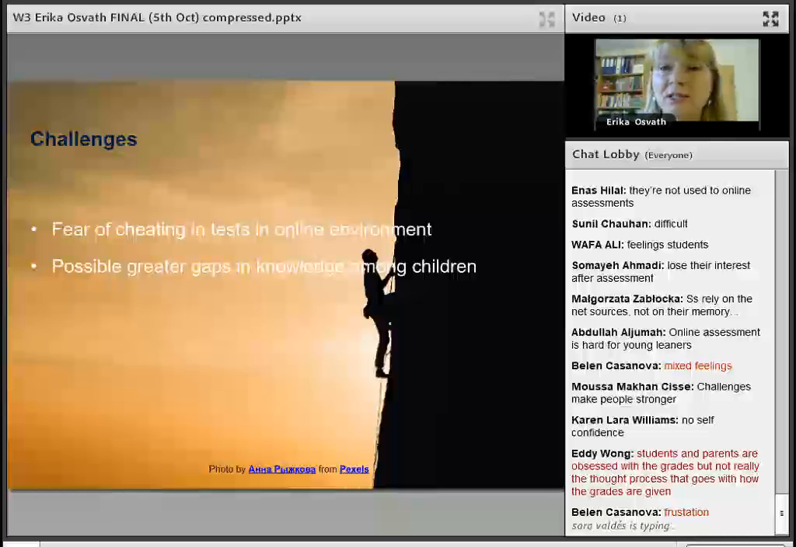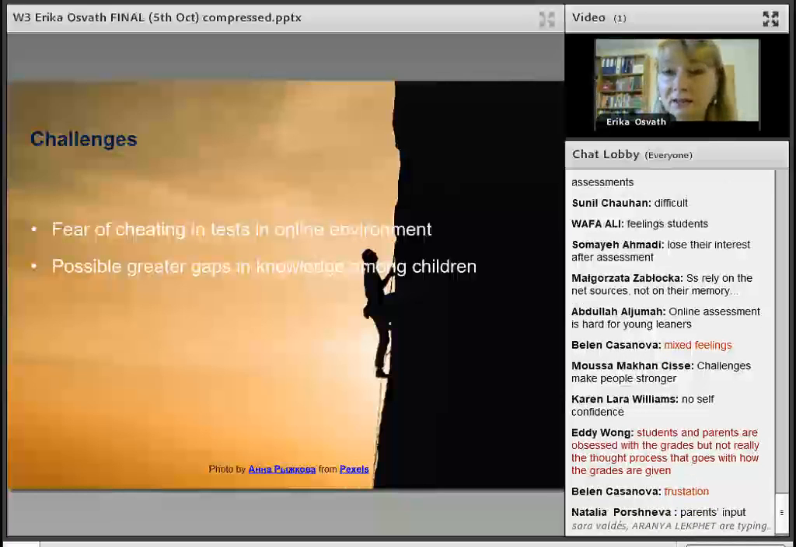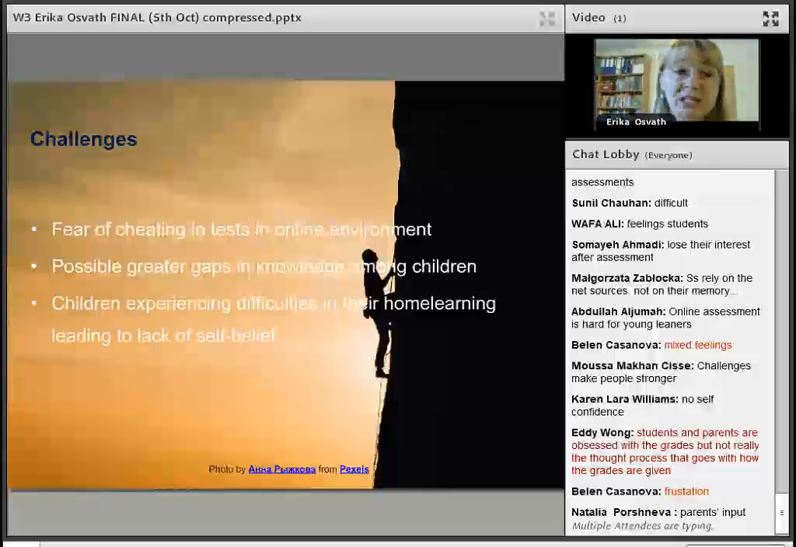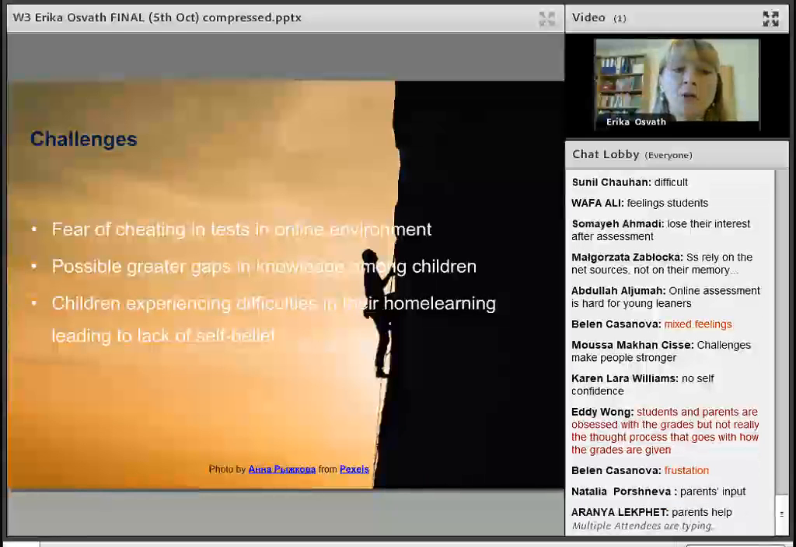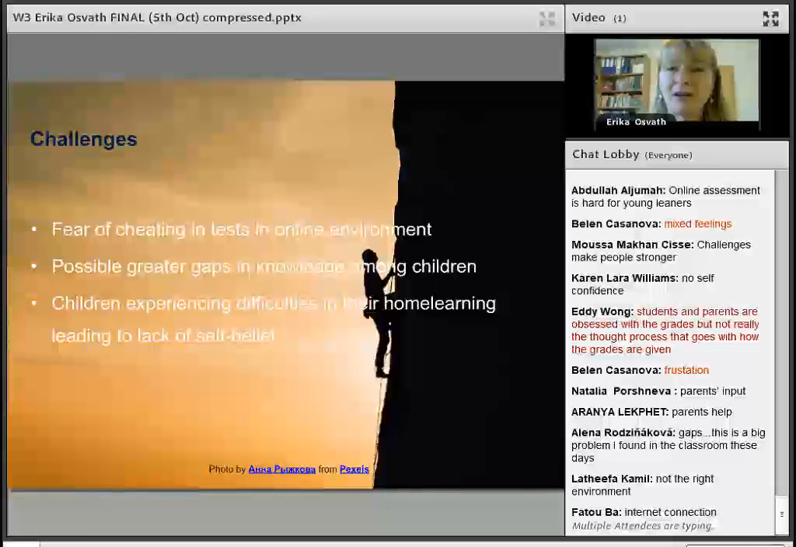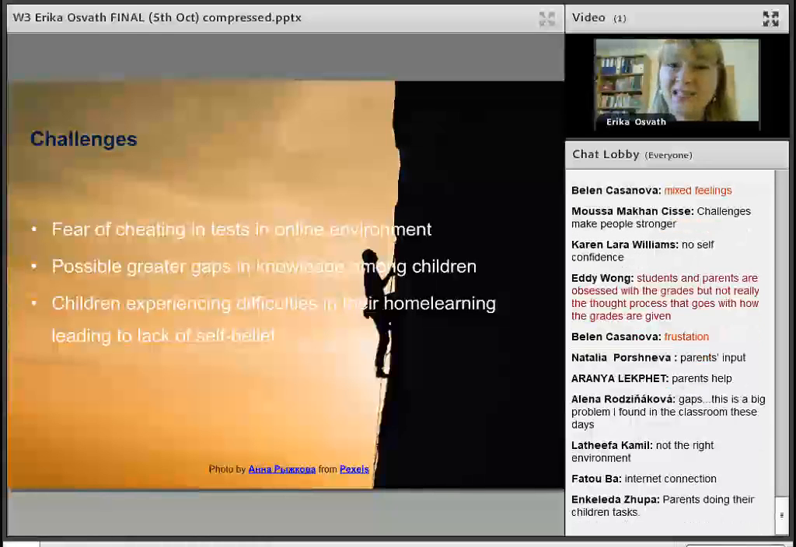Because many students, when they come back in the face-to-face classroom, or they get different amounts of support at home from parents. Some parents helped their child a lot. Other parents did not speak any English and they didn't know how to help their children. So the gap between them was even greater. Children experienced lots of difficulties in their home learning, either because of the devices or no internet connection, etc. And this led to low self-belief.